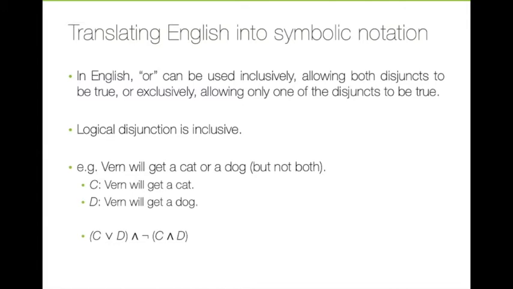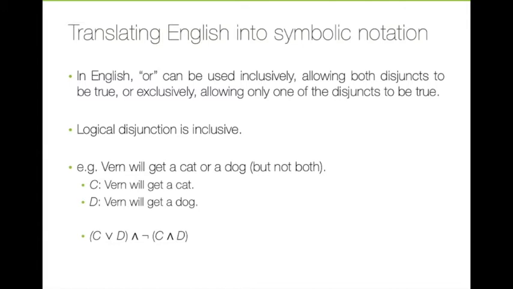Think back to our previous lesson. We said that we can symbolize that someone doesn't do two things with the negation of a conjunction. So the second part of the symbolization at the bottom there says it's not the case that Vern will get a cat and get a dog, capturing that not both part of the original sentence's meaning.